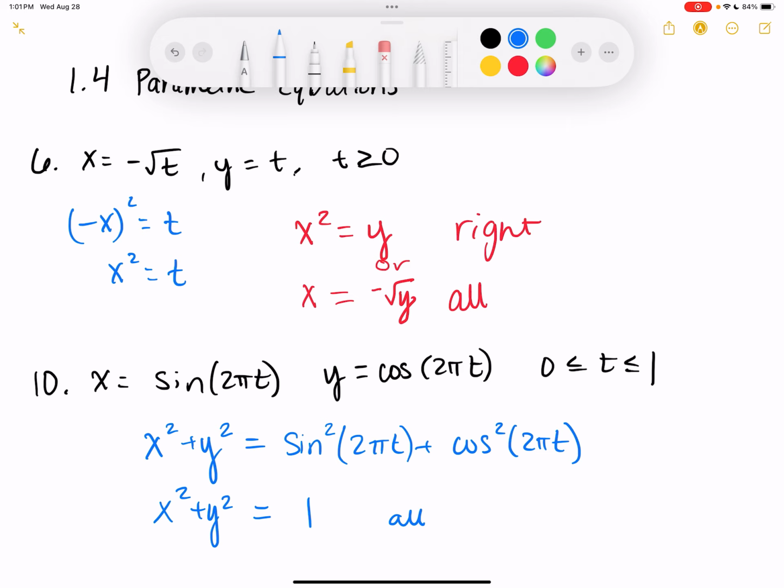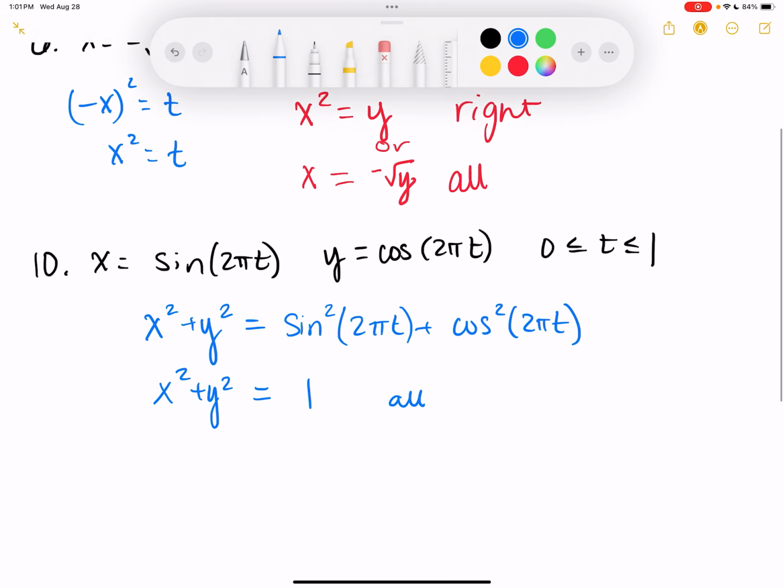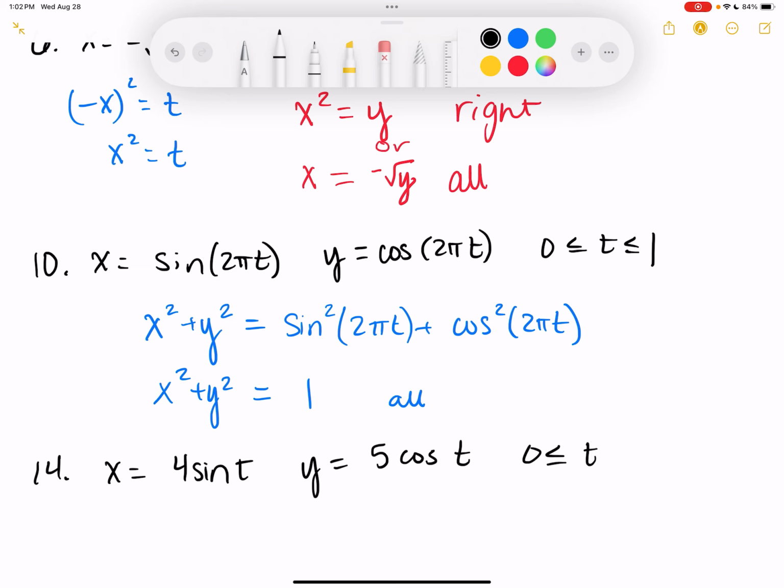All right, the next one, 14. We got x is equal to 4 sine t, y equals 5 cosine t, 0 less than or equal to t less than or equal to 2 pi. Any ideas what this one is?